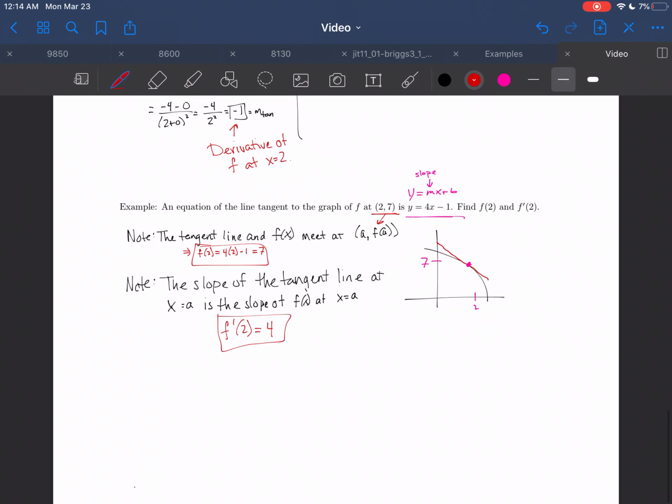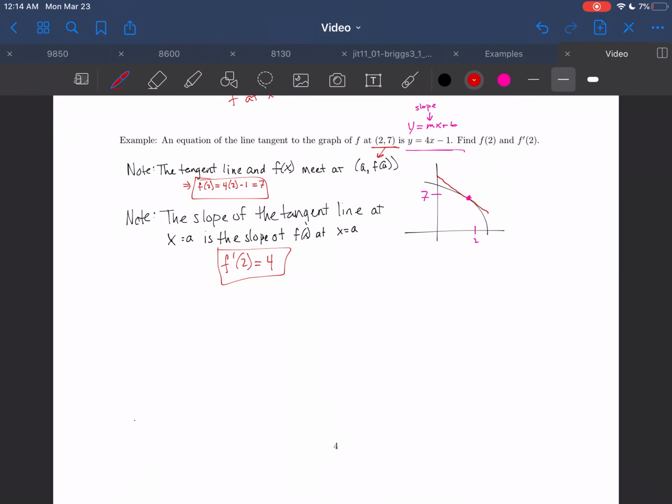Alrighty, so that'll be it for today, for 3.1. In 3.2, we will talk more about the derivative and a couple other ways to notate it and define it.